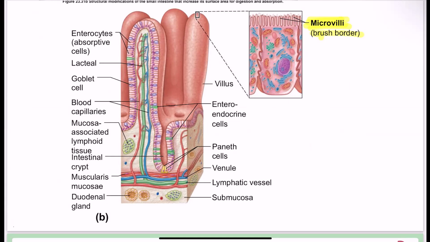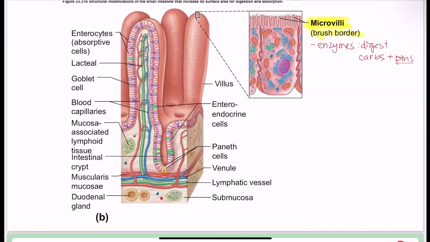The cells here also make enzymes. So there are also enzymes here that aid in digestion of carbs and proteins. And they're called brush border enzymes.